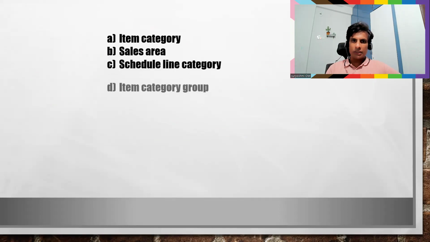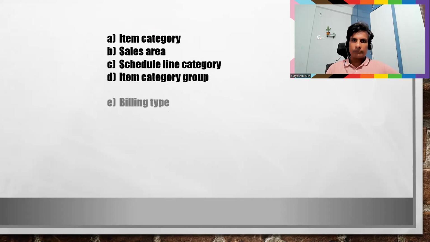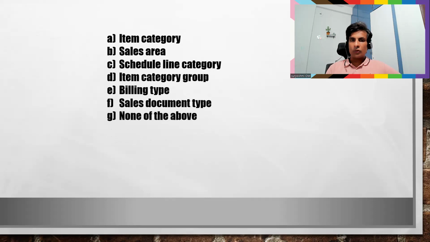A, item category. B, sales area. C, schedule line category. D, item category. E, billing type. F, sales document type. G, none of the above.